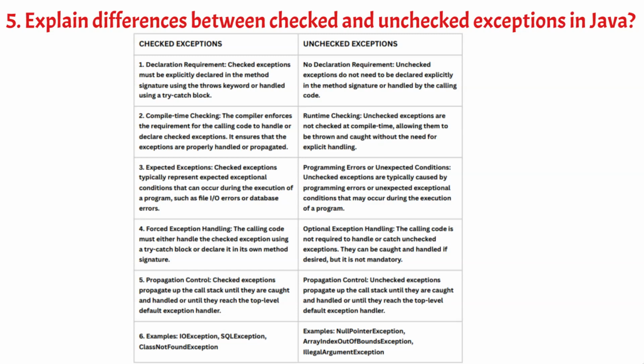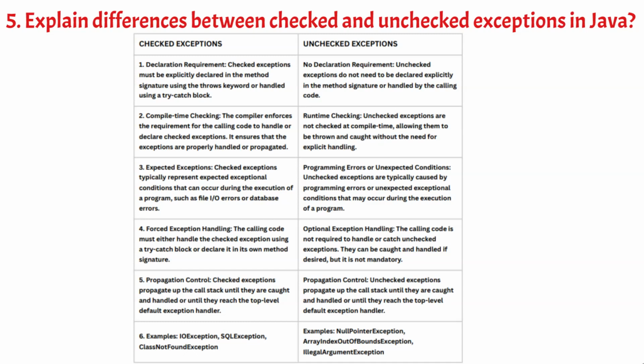No declaration requirement. Unchecked exceptions do not need to be declared explicitly in the method signature or handled by the calling code. 2. Compile time checking. The compiler enforces the requirement for the calling code to handle or declare checked exceptions. It ensures that the exceptions are properly handled or propagated. Runtime checking. Unchecked exceptions are not checked at compile time, allowing them to be thrown and caught without the need for explicit handling.